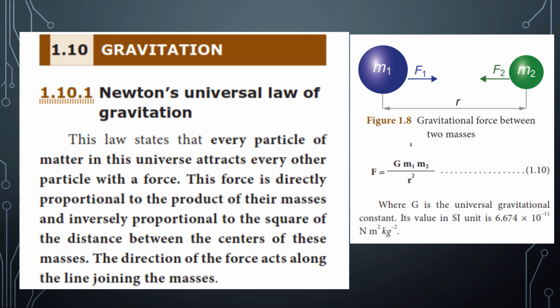Let us assume that m1 and m2 be the masses of two bodies a1 and a2 placed r meters apart in space. Force F is directly proportional to m1 into m2, and force is inversely proportional to r squared. On combining the above two expressions, force is directly proportional to m1 m2 by r squared, which implies force is equal to G m1 m2 by r squared, where G is the universal gravitational constant.